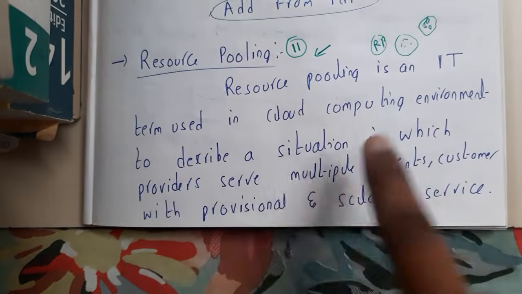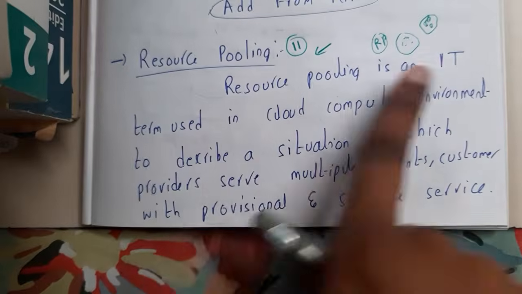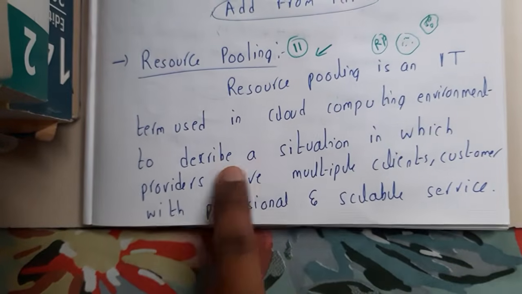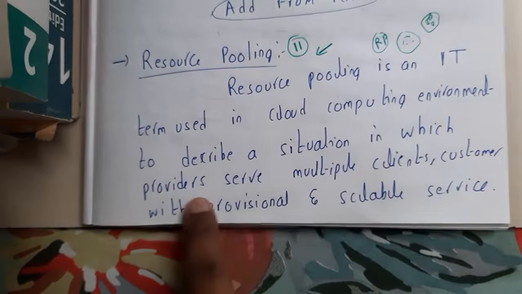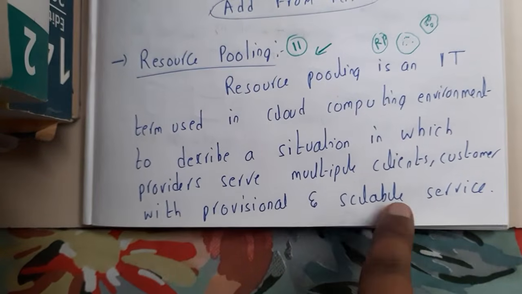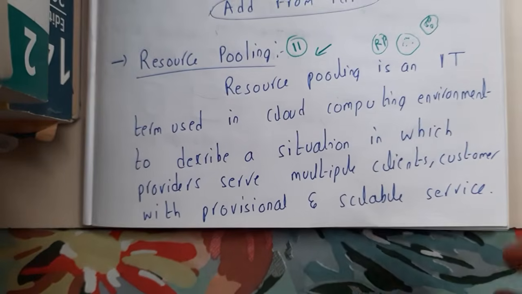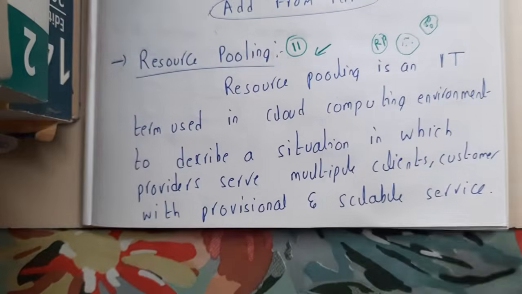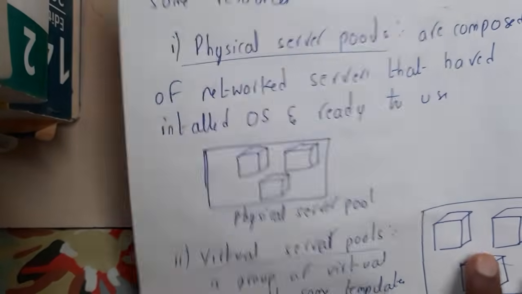So resource pooling is an IT term used in cloud computing environments to describe a situation in which providers serve multiple clients and customers with provisioned and scalable services. Basically, we have some service from which you can take some components, guys. Once we go through the example, you will get a clear idea. So don't worry.